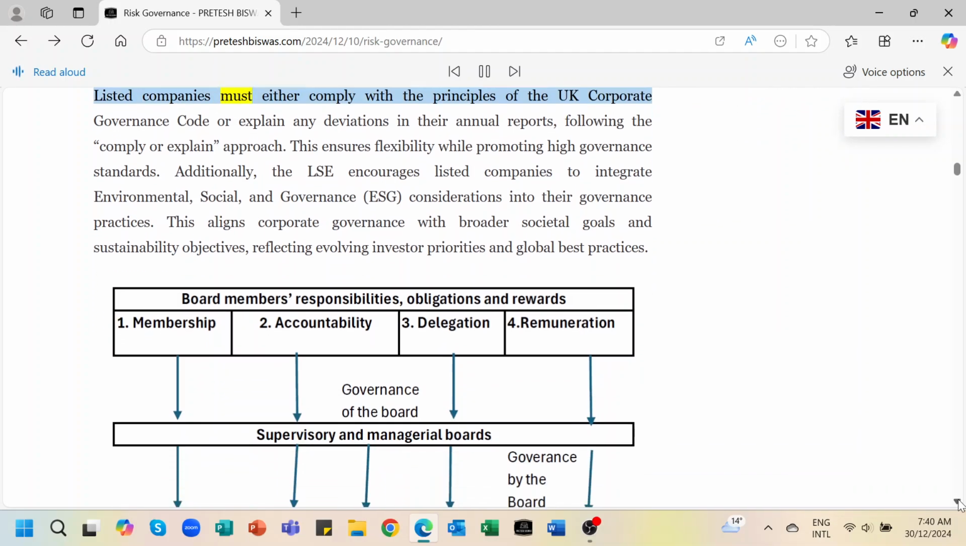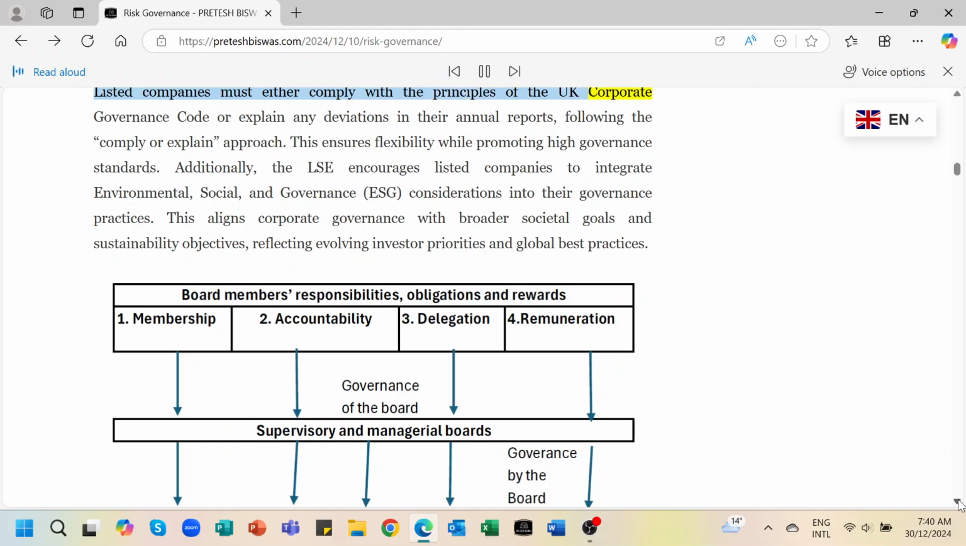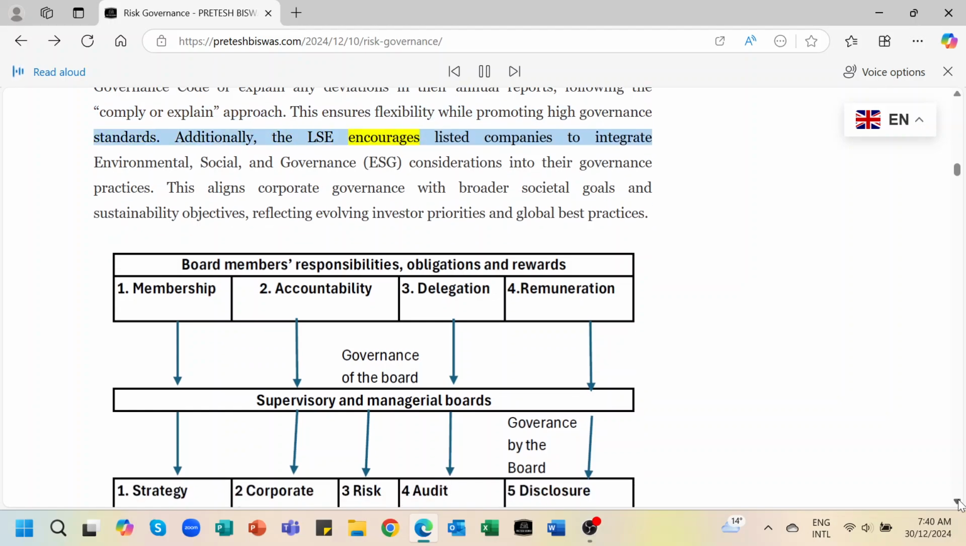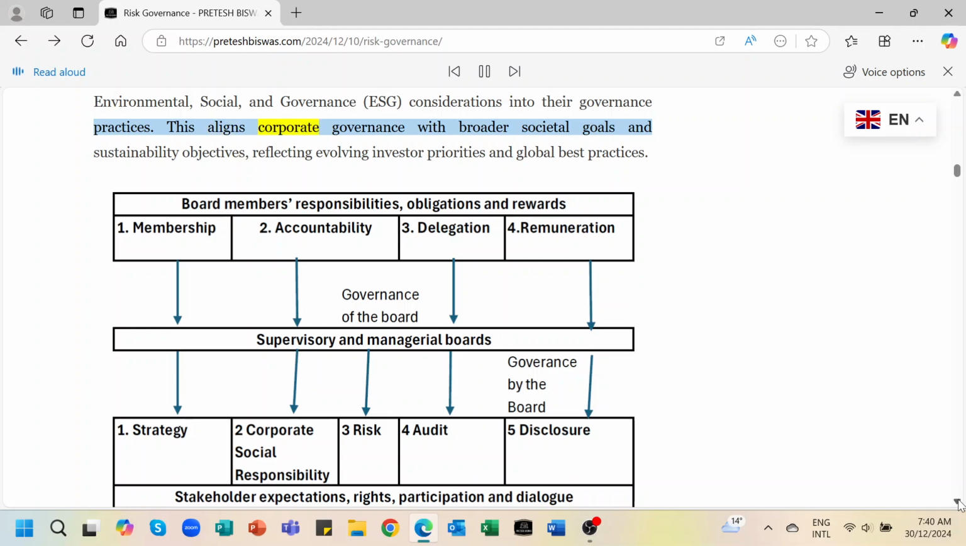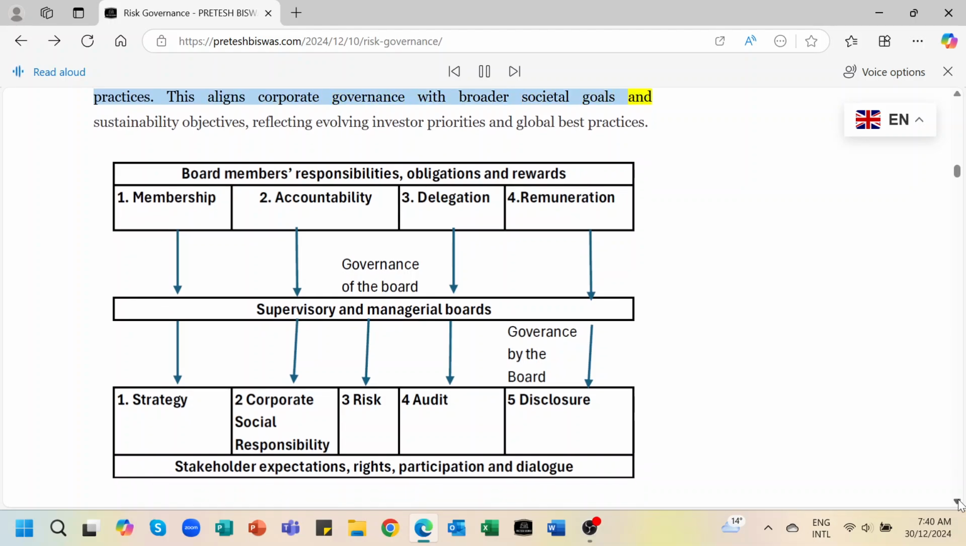Listed companies must either comply with the principles of the UK Corporate Governance Code or explain any deviations in their annual reports, following the comply or explain approach. This ensures flexibility while promoting high governance standards. Additionally, the LSE encourages listed companies to integrate environmental, social, and governance (ESG) considerations into their governance practices. This aligns corporate governance with broader societal goals and sustainability objectives, reflecting evolving investor priorities and global best practices.